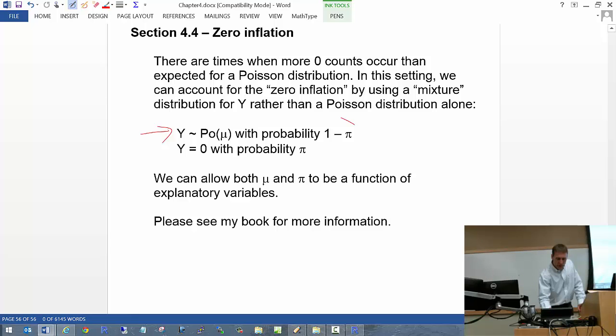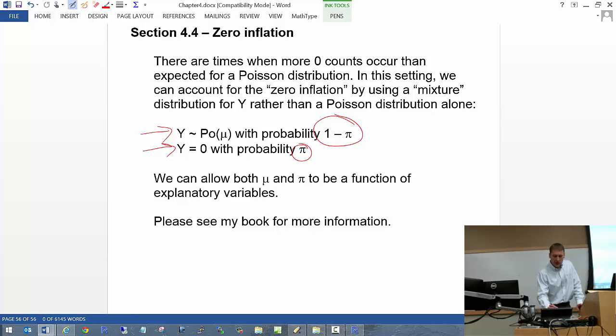It has a Poisson distribution with a probability of 1 minus pi, where pi is like that Bernoulli success probability that we first saw in section 1.1. When y is equal to 0, you don't have a Poisson distribution anymore. And the probability of y being equal to 0 is your Bernoulli success probability. You can use that then to set up a likelihood function and then to do your modeling.